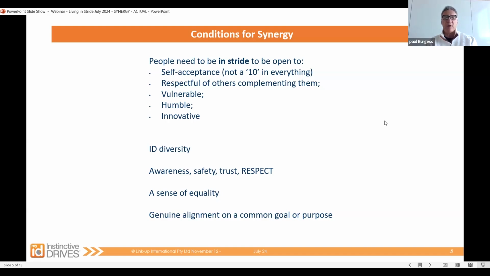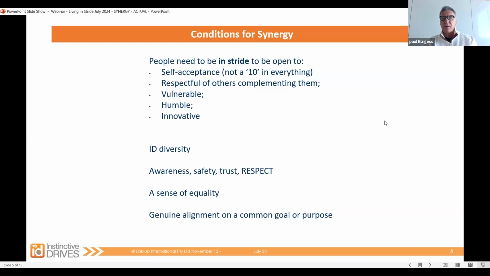Am I in stride? Am I like an 8, 9, or 10 out of 10 in terms of our big performance indicator? Being in stride so that you're in a place to contribute in the synergy equation. Of course, if you don't have differences, you can have synergy by having intellectual differences. Some people might have expertise that others don't have.